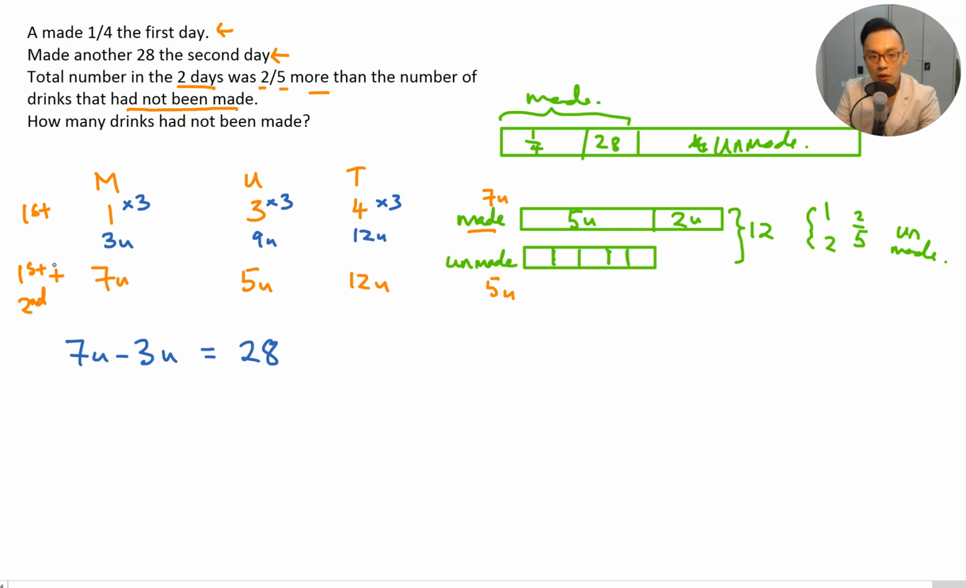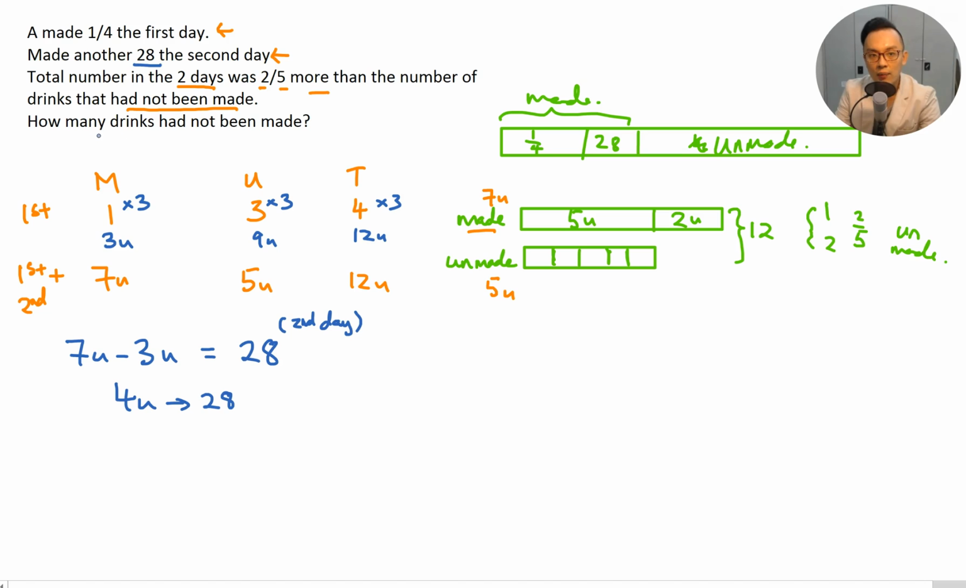Okay? So how do I do this again? First day, 3 units made. Second day, first and second is 7 units made. And I know I made 28 at the second day. Therefore, 7 units minus 3 units is my 28, which is what I made on my second day. So 4 units is 28.